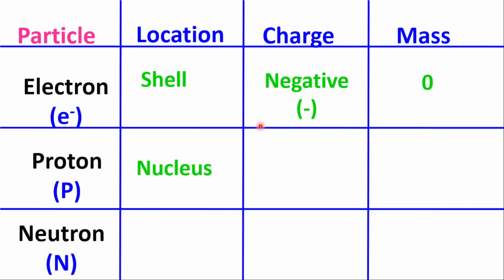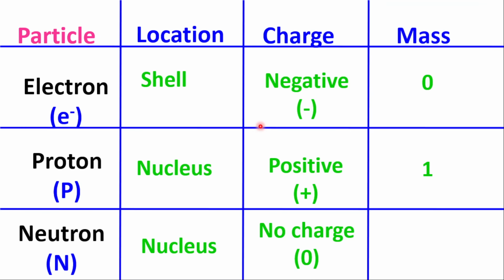And a proton is found in the nucleus, or protons are found in the nucleus. And protons have positive charge and a mass of 1, a relative mass, matter of fact. This is not the true mass. And neutrons are found in the nucleus as well, just as protons. No charge, but a mass of 1.